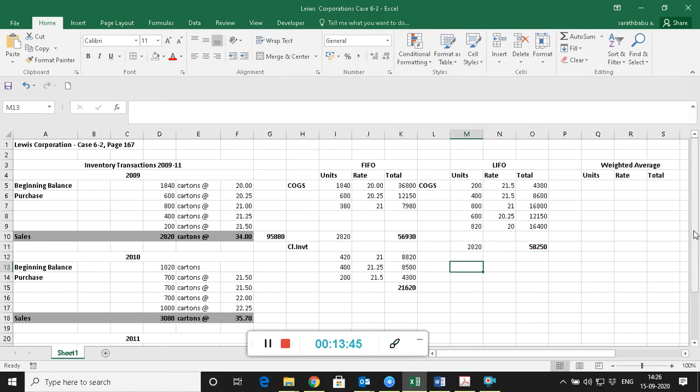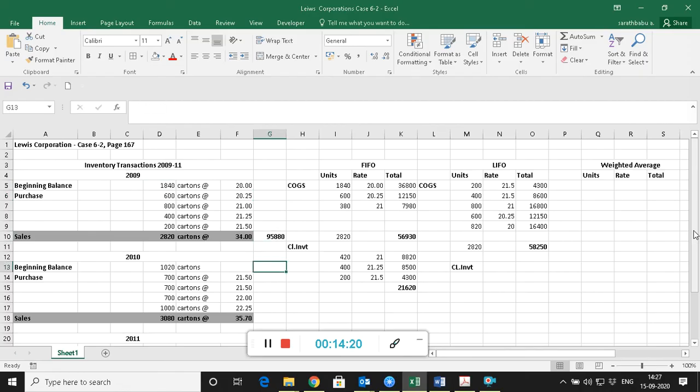So my COGS is 58,250. Then what about my closing stock if I follow LIFO method? What would be my closing inventory? Look at that, I have issued all 200, all 400, all 800, all 600. But I have taken 820 units from 1840. So which means how much would I be left with over here? I'll be left with 1020.